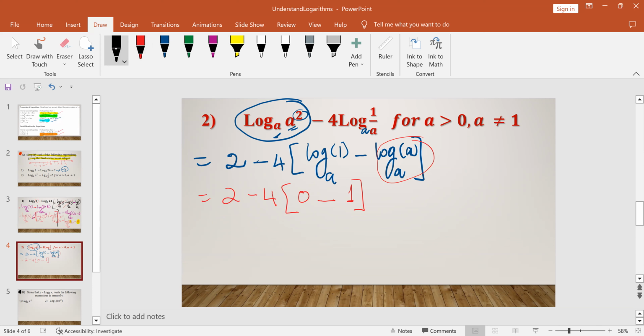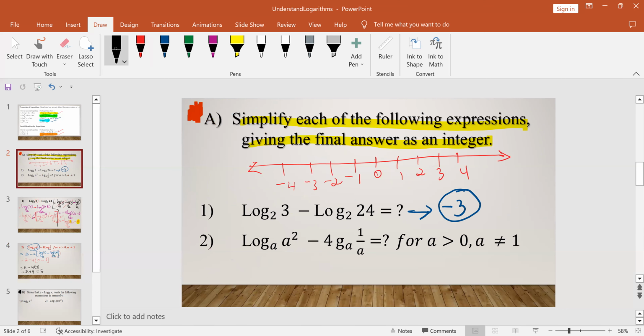So we're going to have the next step as 2 minus 4 multiplied by negative 1. 0 minus 1 is negative 1, and negative 4 multiplied by negative 1 is positive 4. Therefore, the answer to this question is positive 6, which again is an integer. Okay, so here you have 6.